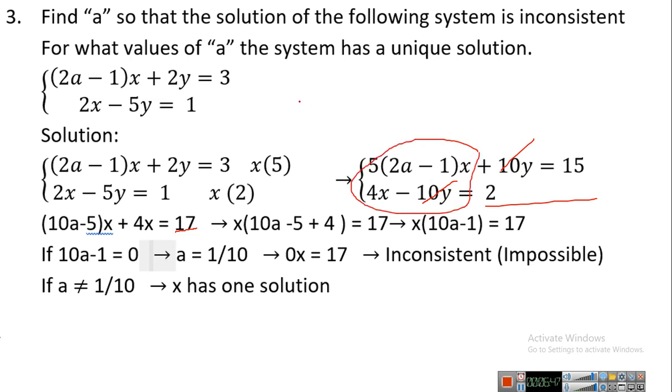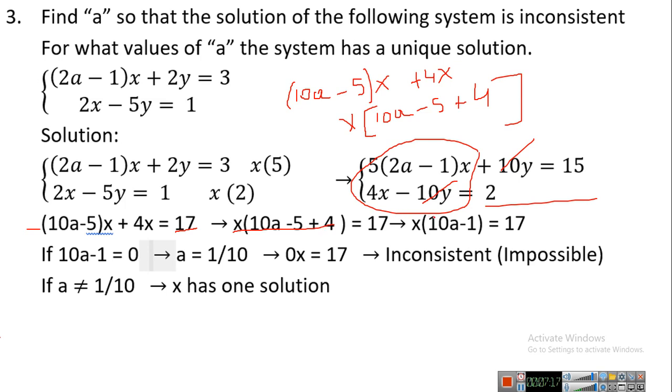And you have this x plus this x. So here what do you have? You have 10a minus 5 into x, you want to add it to plus 4x. So you can put x in factor. If you put x in factor, what do you get inside? The first factor is 10a minus 5, and then you have plus 4. So you're going to get this one, as you can see here. So 10a minus 1 into x equal to 17.